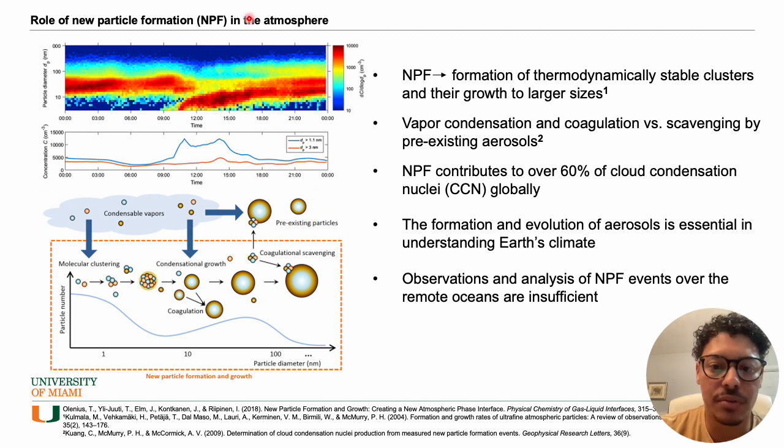As particles grow, they can be activated into cloud droplets when they reach the Hoppel minimum, and they can further contribute to the CCN population and further influence regional climate. So understanding the formation and evolution of atmospheric aerosols and their properties is essential in predicting their impact on Earth's climate. Compared to NPF studies over the continent, direct observations of NPF events over the remote oceans are still relatively insufficient despite the large coverage of ocean on the planet.